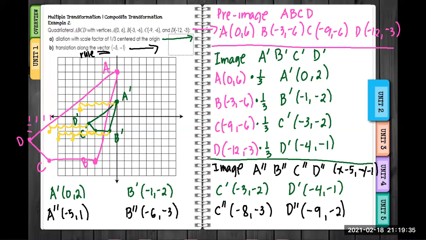Again, I'll use the black color. I don't want to be confused. So B is here. Prime prime. C prime prime. And this is the D prime prime. And this is my A prime prime.